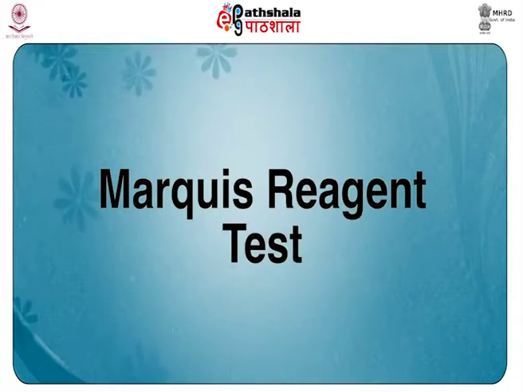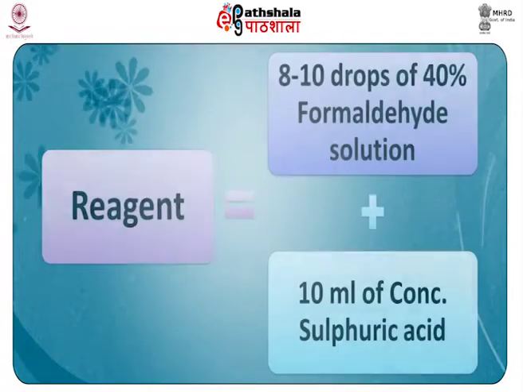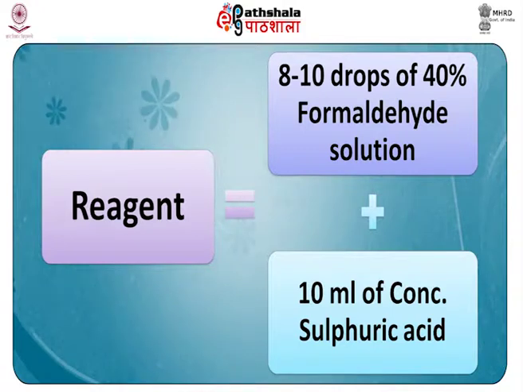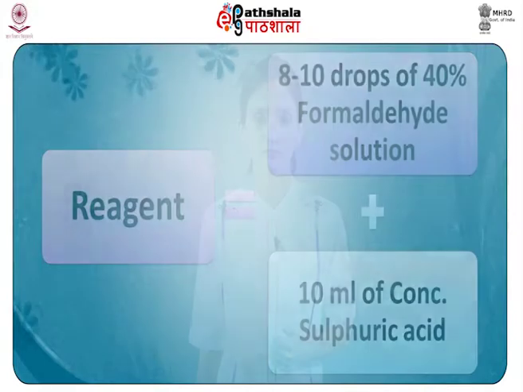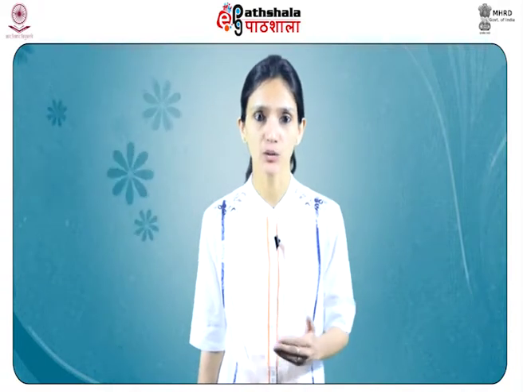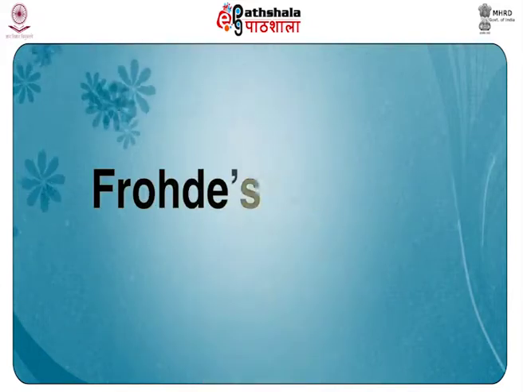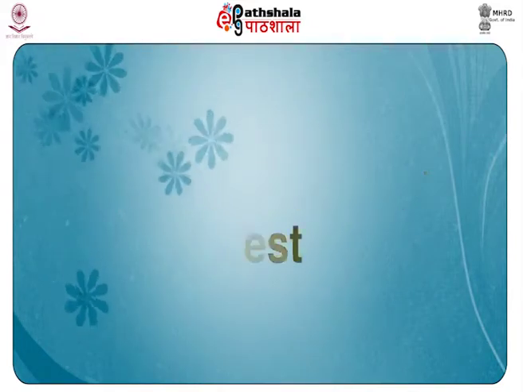Next is the Marquis reagent test. Preparation of reagent: 8 to 10 drops of 40% formaldehyde solution is added to 10 ml of concentrated sulfuric acid. Result: appearance of orange color indicates the presence of psilocybin, while appearance of green-brown color indicates the presence of psilocin.